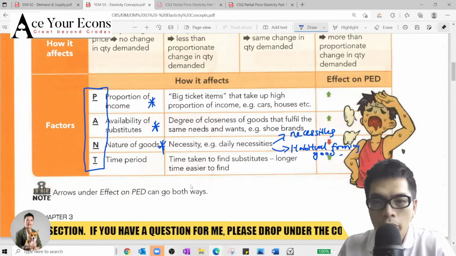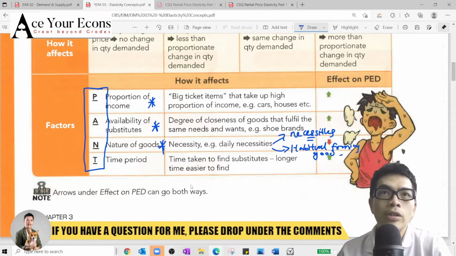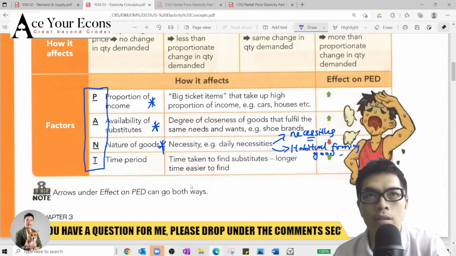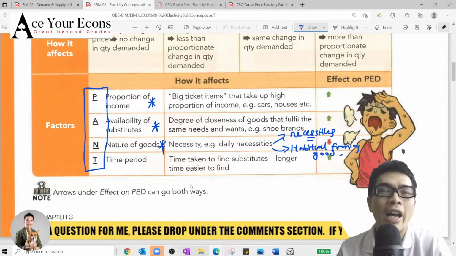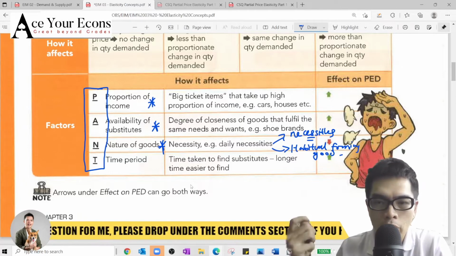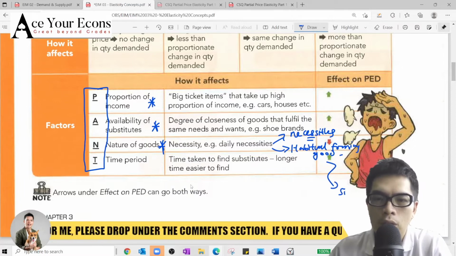I'm going to move on to the necessity part. Necessity is fairly straightforward: things you use on a daily basis. It's also related to habitual in the sense that you're using it out of habit. But habitual goods are normally what we call sin goods.